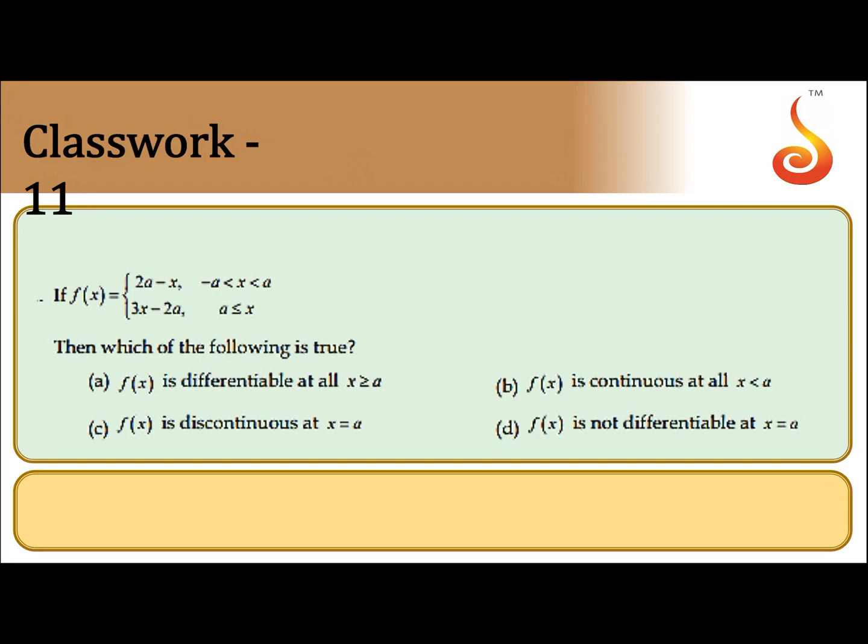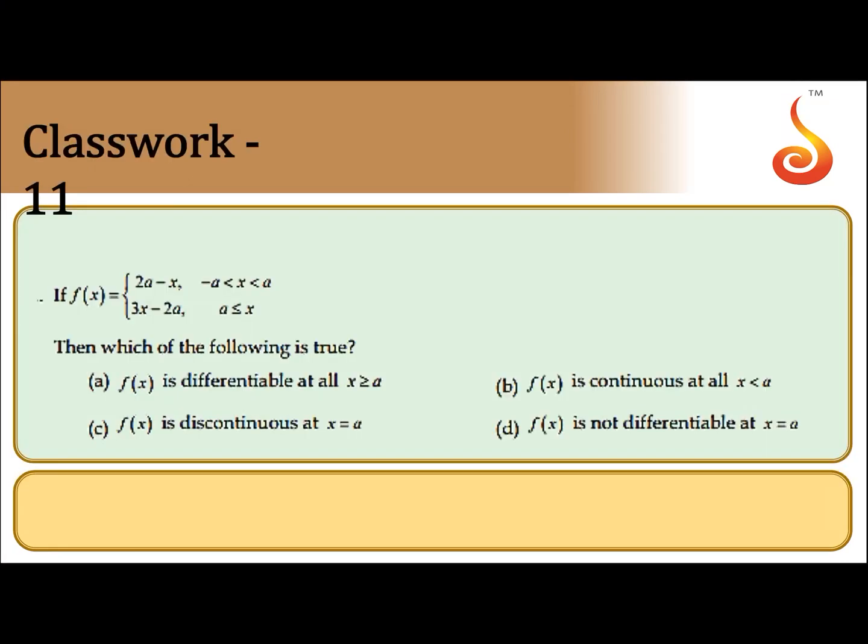Coming to the next one. f of x is equal to (2a minus x) divided by (3x minus 2a), and f is differentiable for all values, discontinuous at x equals a, etc. Let me check the derivative at the point x equals a. So f of x equals 2a minus x and 3x minus 2a. For values of x greater than a, f dash is equal to minus 1 and the other is equal to 3. And both of them are not equal at the point x equals a.